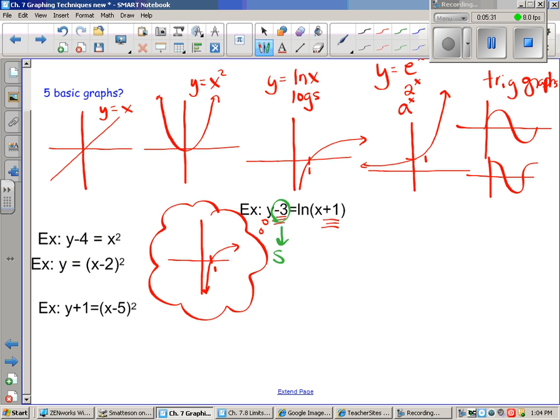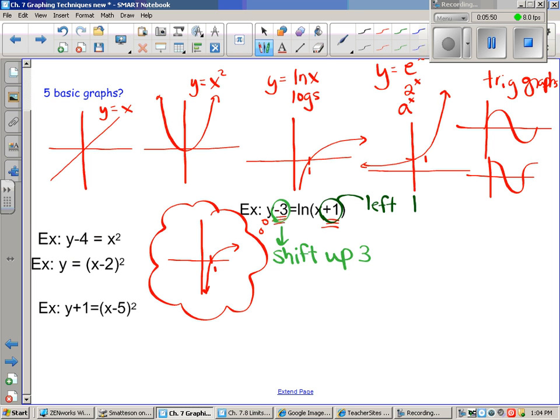My hope is that you can see that that means I'm going to shift up 3 units. It goes opposite of that sign. And what do you think is going to happen to the x's? Again, that's the right to left motion, and so that would mean that I'm going to the left 1.